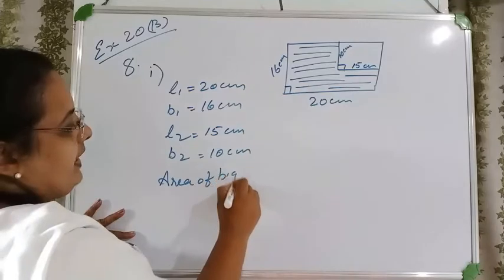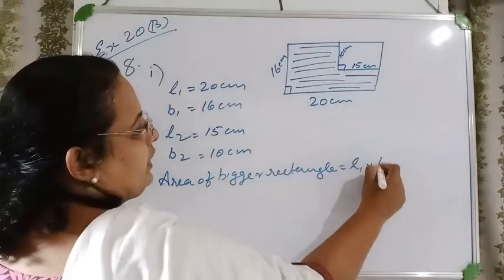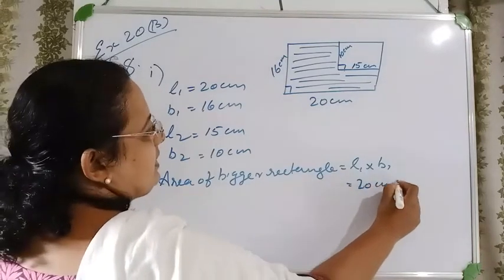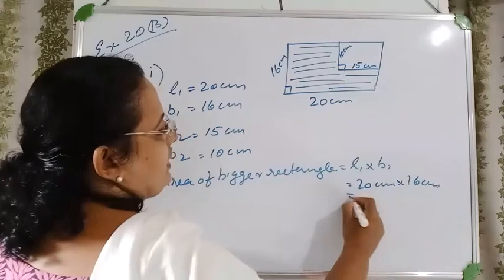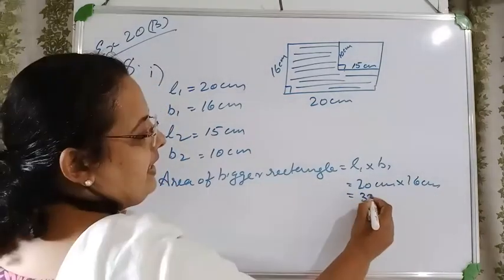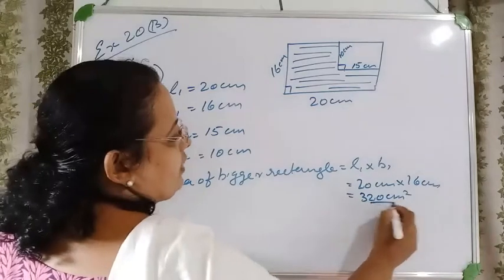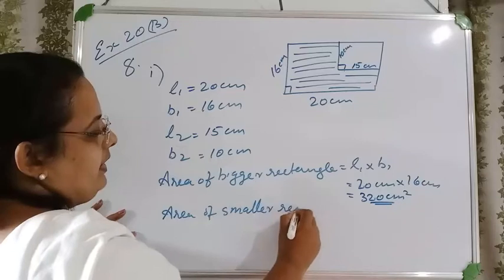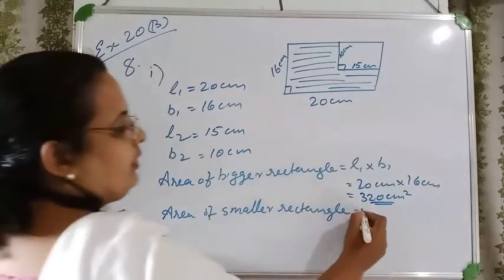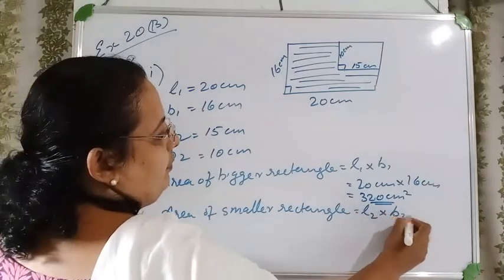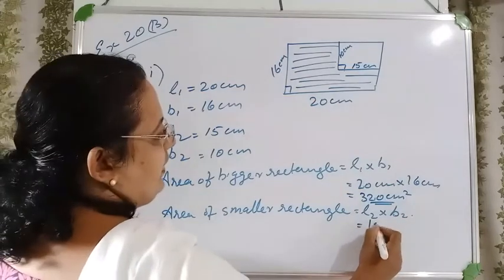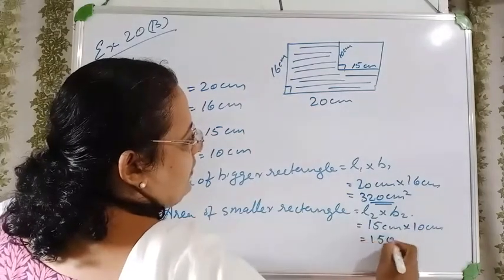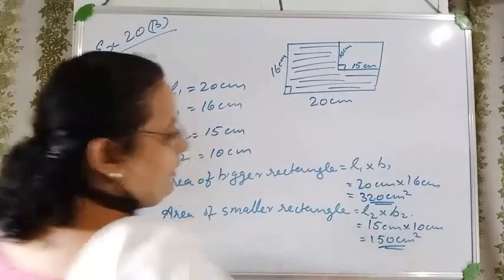Area of the bigger rectangle is equal to L1 into B1, that is 20 centimeters into 16 centimeters. You will get the answer as 320 centimeters square. Now you have to find the area of the smaller rectangle, that is equal to L2 into B2, that is 15 centimeters into 10 centimeters, that is 150 centimeters square.